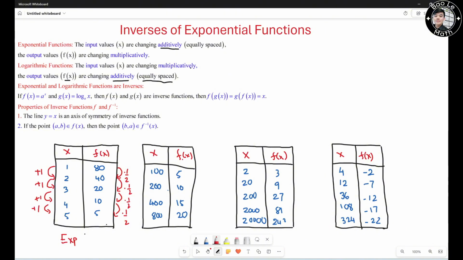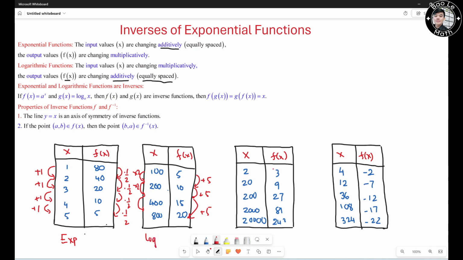Let's take a look at the second one. We see that the x values multiply by 2 each time to get the next value. The y values increase by 5 each time, which means you add 5 each time to get the next value. So this is a logarithmic function.